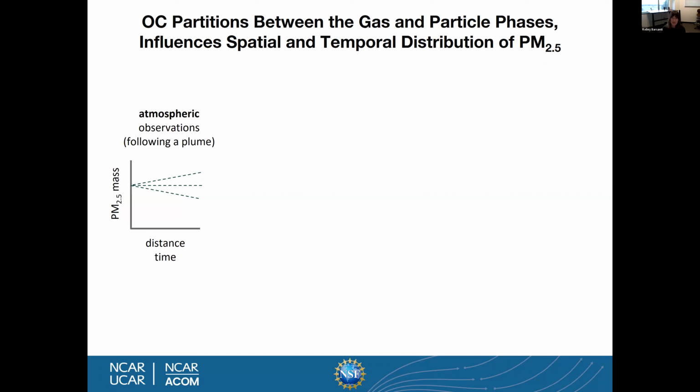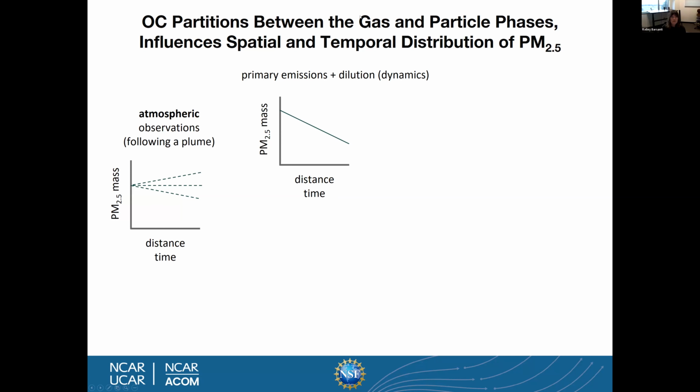The other thing that I want to talk about real quick is that organic carbon partitions between the gas and particle phases, and this really influences the spatial and temporal distribution of PM 2.5. So one way to think of this is if we're following a plume in a plane, for example, a lot of times when we look at the emission ratio of PM, we see something that's roughly steady. So we account for dilution and we see that the PM 2.5 mass doesn't change a whole lot. Over some time and distance, of course, over large scales, this can change.